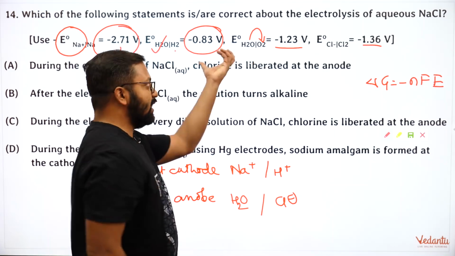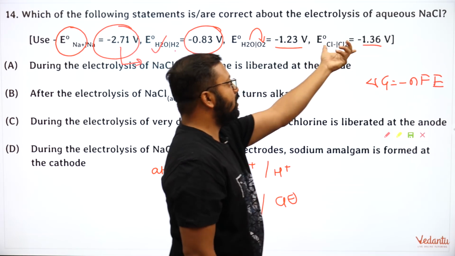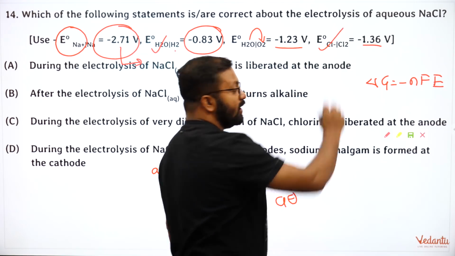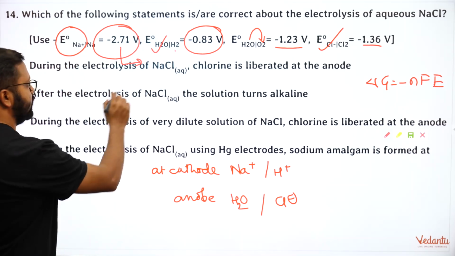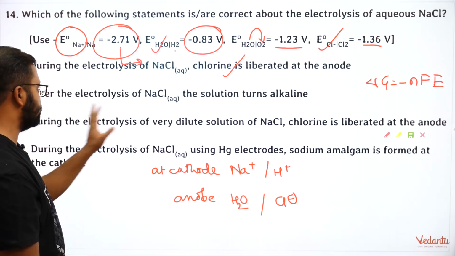So by the time this reaction takes place, this reaction gets almost over. So over potential इसका ज़्यादा है और इसके कारण क्लोरीन का लिबरेशन होता है. So chlorine gets liberated at the anode, which is the right statement of this question.